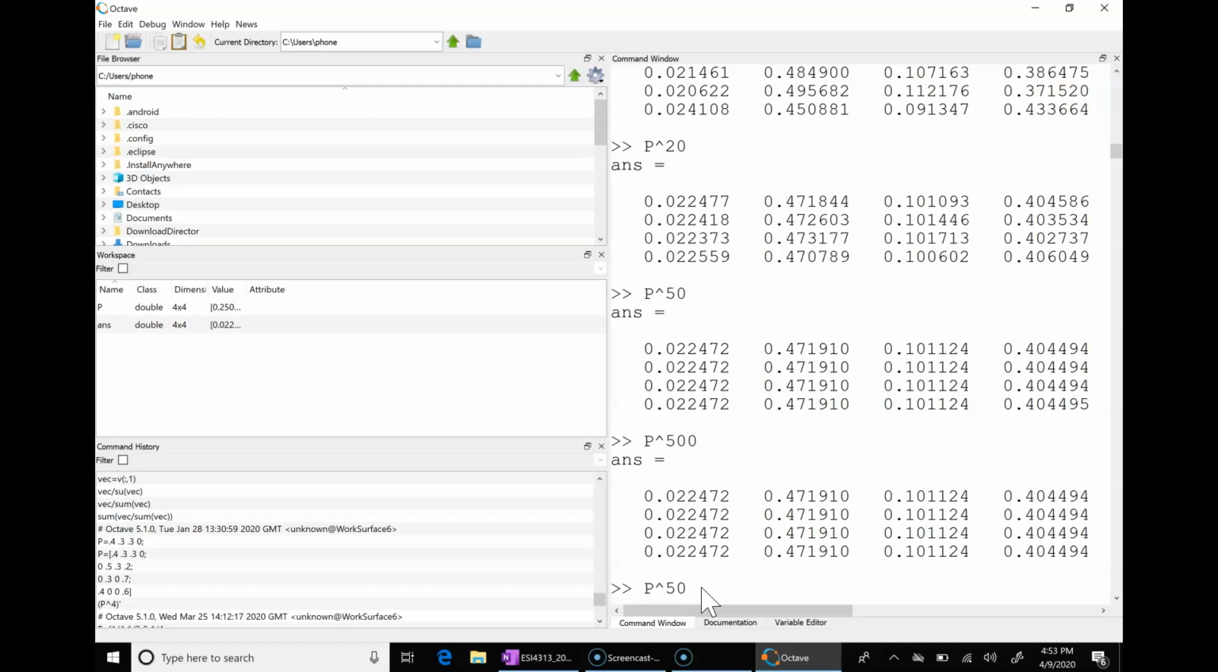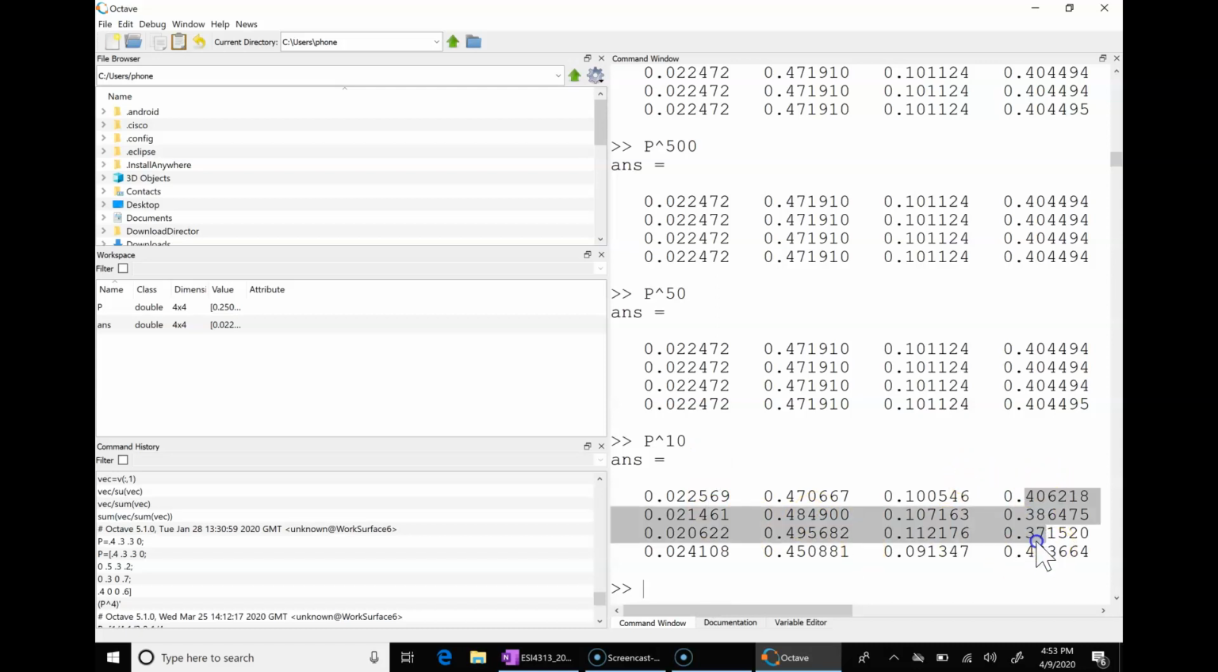Sometimes it might converge, let's say, after 50, right? In this case, some will converge after 10. That's not the case here. You can see different values. But if you start to see consistent values all the way down the columns, then this is converged. Usually what I like to do is just, let's say, p to the 10,000. It almost takes no effort for Octave to do that.